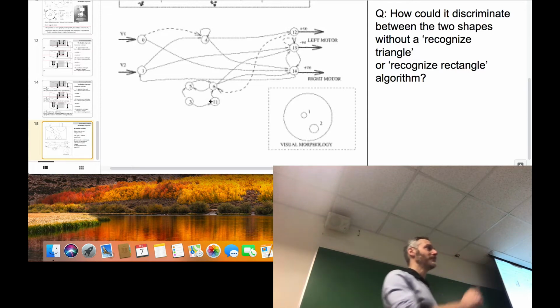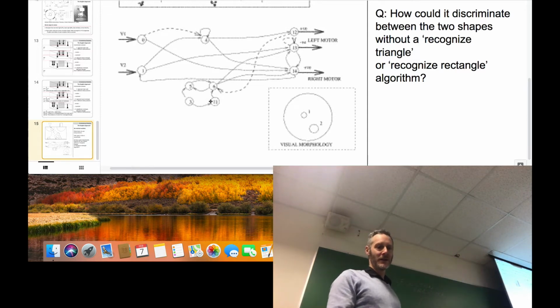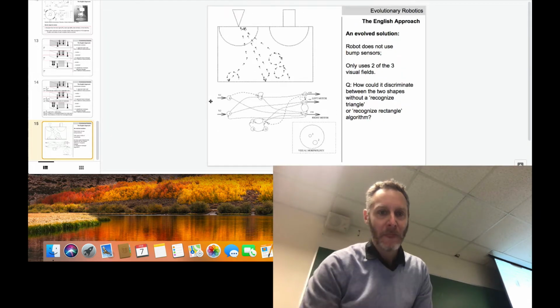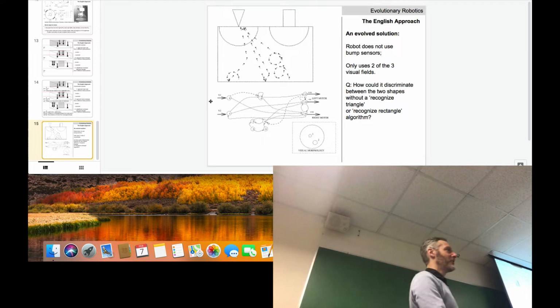Scott? Did it always corkscrew in the same direction, counterclockwise versus clockwise? Okay. You can tell by looking. Does it always corkscrew in the same direction?